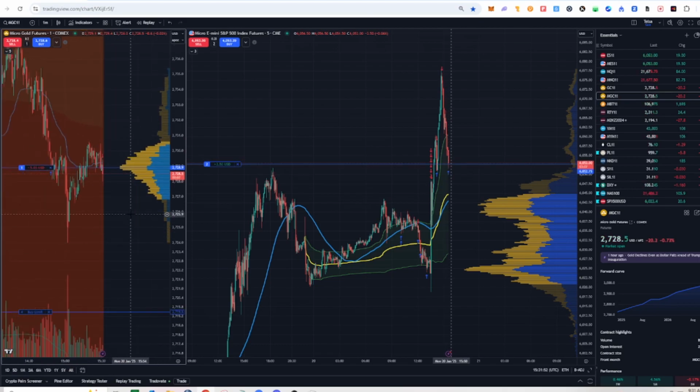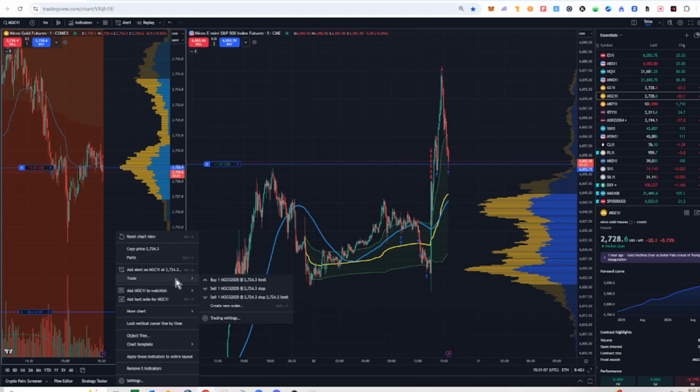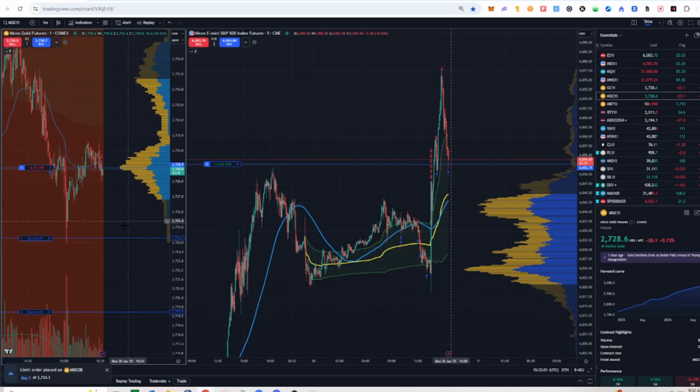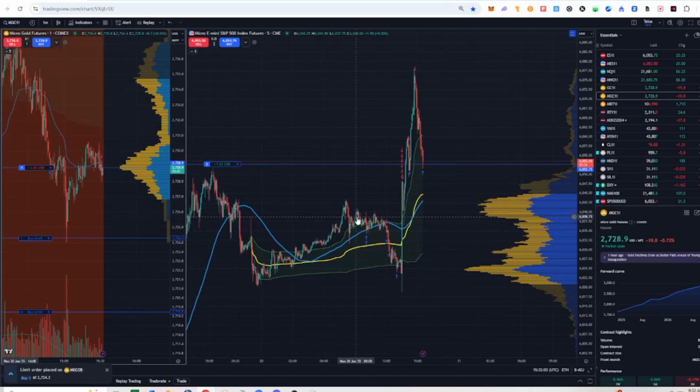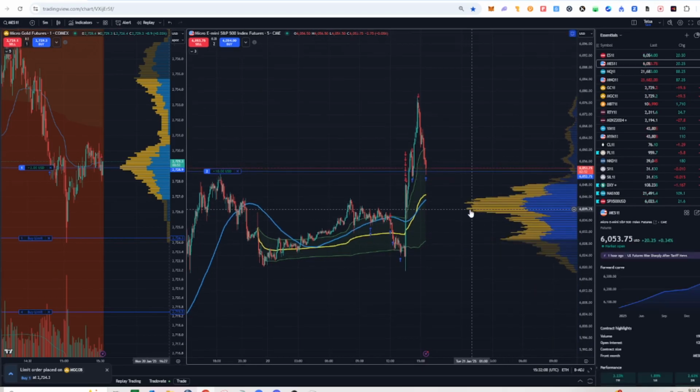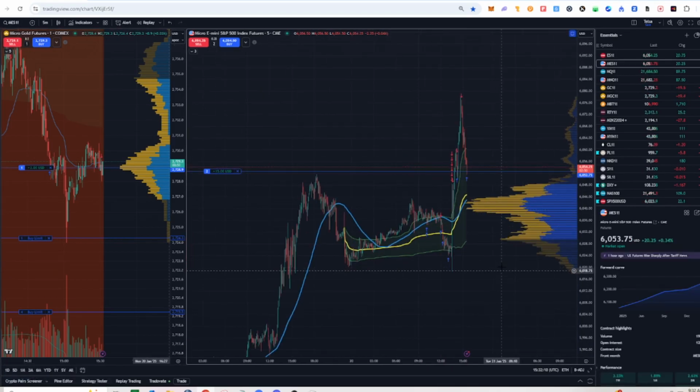I might get in another one down here at the bottom and see if it bounces. Yeah, let's add one here. Could have a little double bottom action thing. We'll see. Come on, ES. Time to go back up, man. If not, I'll buy more down here with this big volume area.